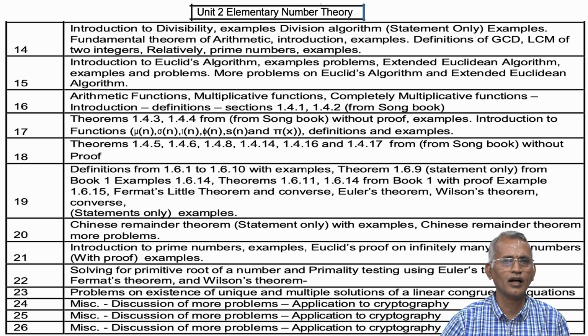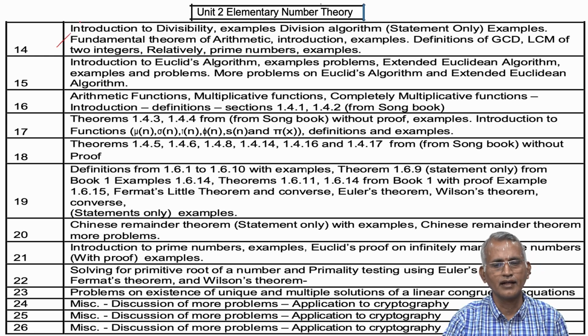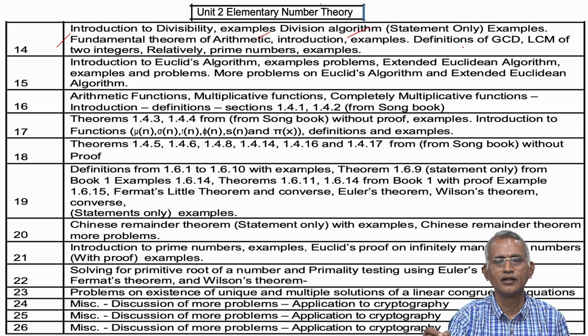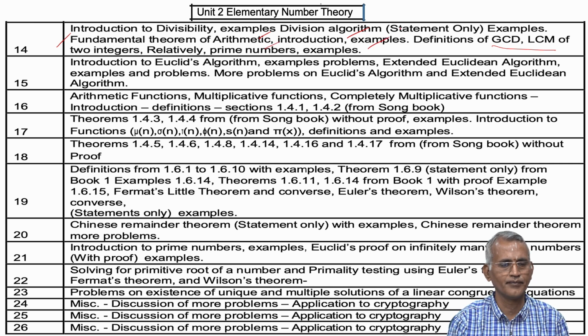Now, the content of Unit 2 consists of introduction to divisibility, examples, and the division algorithm. We are going to discuss only the statement and not go into the proof, and wherever we require the proof only we are going to discuss it. Then the fundamental theorem of arithmetic based on the introduction and example, the definition of greatest common divisor and least common multiple of two integers, relatively prime numbers and other related examples. This is the 14th module.